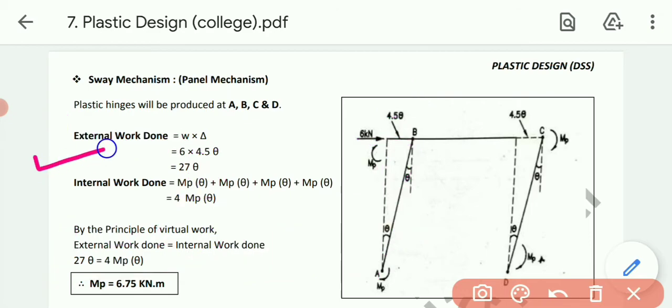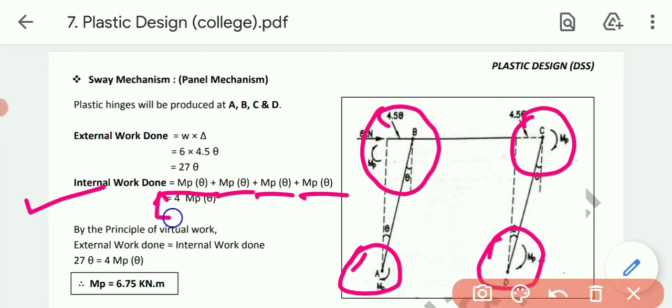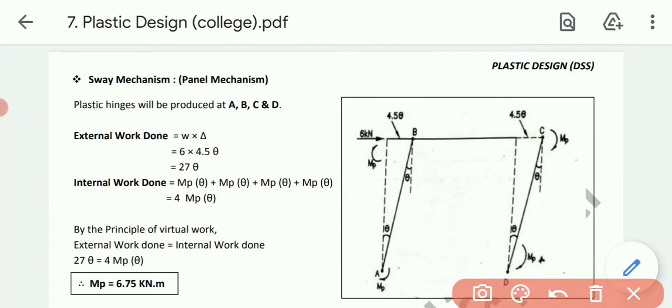So finally, external work done is load into deflection. Load is W, which is 6 kilonewton, and deflection is 4.5 theta, so I will get the answer 27 into theta. Now talking about internal work done, as I told you, both are fixed supports, so first MP into theta, then intermediate support MP into theta, then this intermediate support MP into theta, plus this fixed support MP into theta, so ultimately 4 MP into theta. Clear? By the principle of virtual work, external equals internal, 27 theta equals 4 MP theta, so ultimately MP equals 6.75 kilonewton meter.